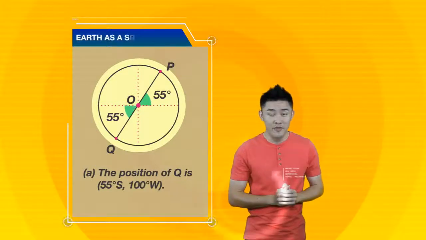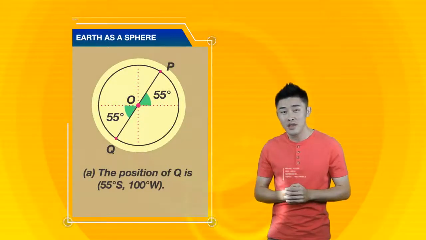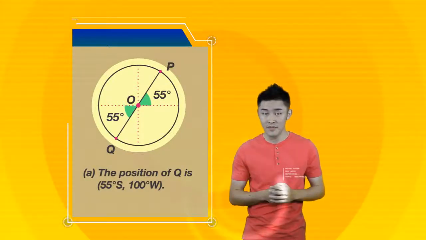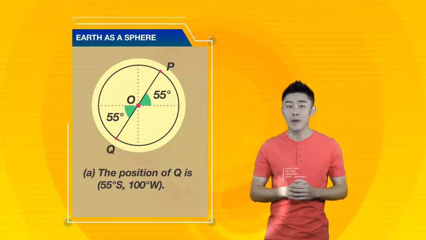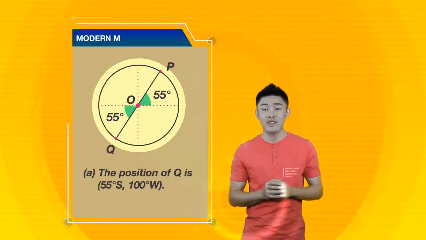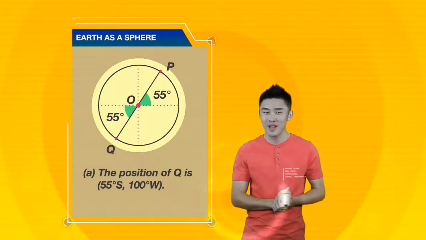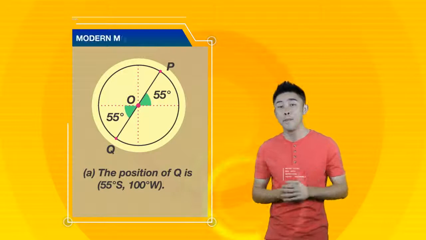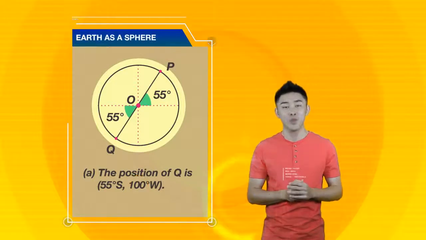Now, the next thing that we're going to figure out is the longitude of point Q. Since PQ is the diameter of the Earth, it means that point P and point Q are sitting on the same great circle. In other words, the longitude of point P is exactly 180 degrees apart from the longitude of point Q. So if the longitude of point P is 80 degrees east, then the longitude of point Q will be 100 degrees west. So this totals up to 180 degrees apart. Therefore, the position of point Q can be summarized as 55 degrees south and 100 degrees west.